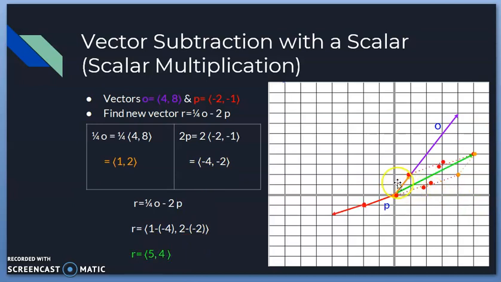Here's how it looks visually. Since we're taking 1/4 of O, we have to scale it down. And since we're doubling P, we have to scale it times 2. Since we're subtracting 2P from 1/4 of O, we draw it in the opposite direction, shown by these orange dotted lines here. And then we can use the parallelogram method once again to draw this out, draw this here, and then connect from the origin to the terminal point.